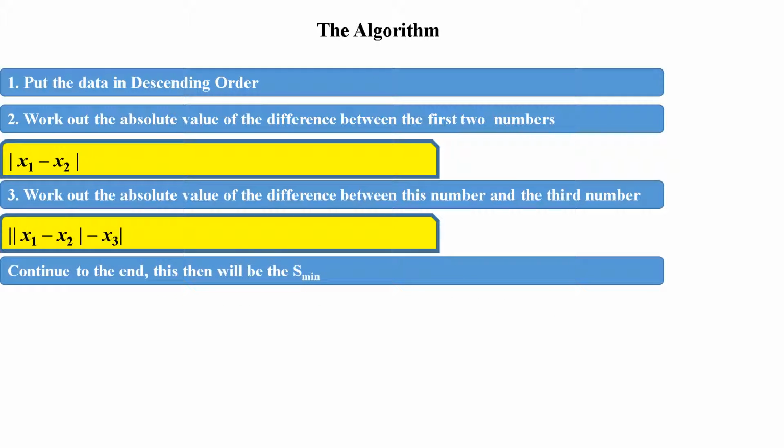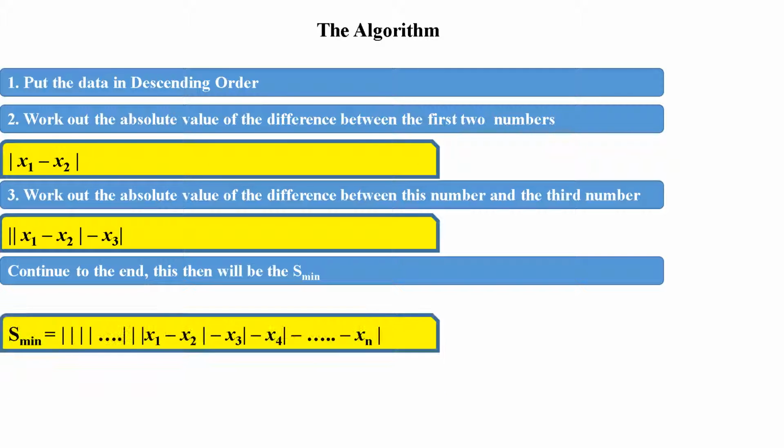And then you repeat this, you continue this process until the end of the data, and automatically this will be the S minimum, and this is the expression mathematically here. So the S minimum is the absolute value, n times, of x1 minus x2, then minus x3, then minus x4, and so on, then minus xn.